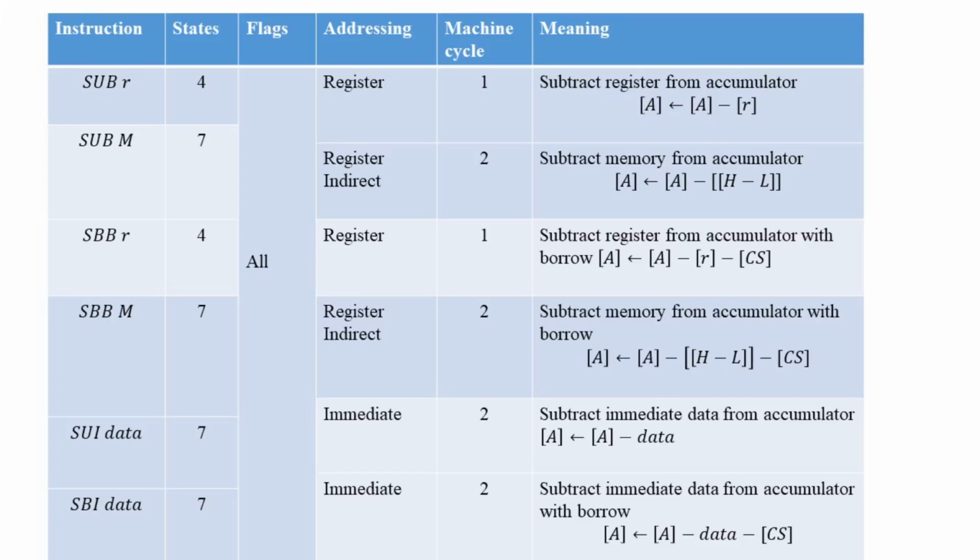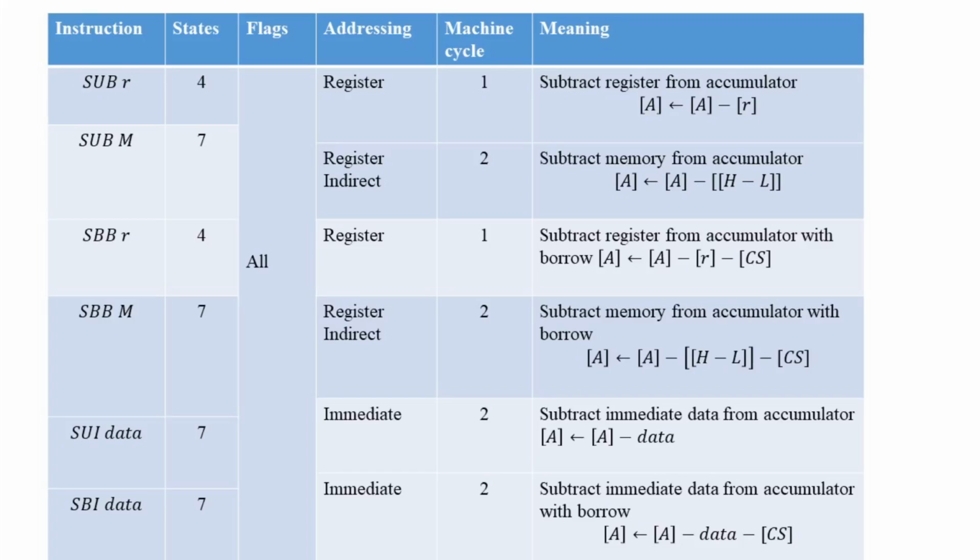Next is SBBM. SBBM is subtract memory from accumulator with borrow. What it does is: the content of the accumulator minus the content of the memory address minus the content of the carry flag, and the result is stored in the accumulator. Here the memory address is in the HL pair. Okay.